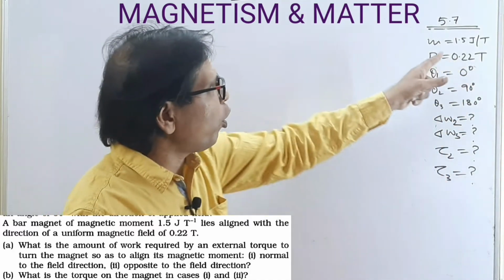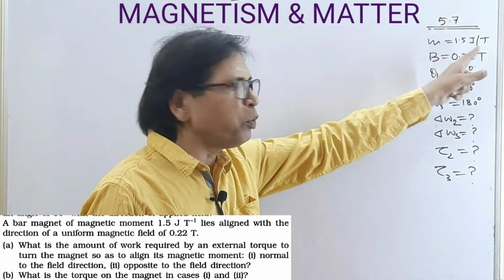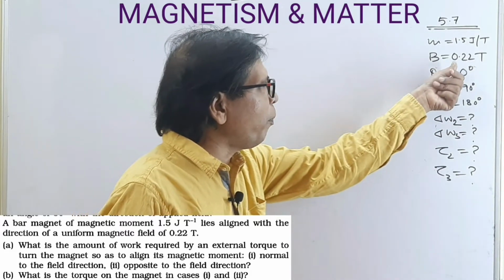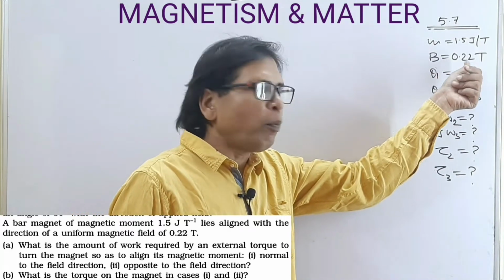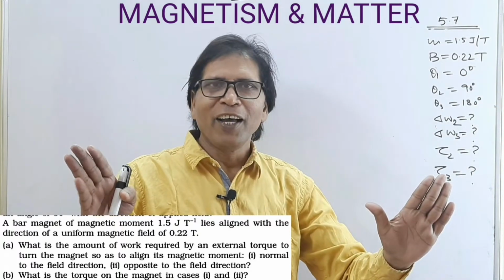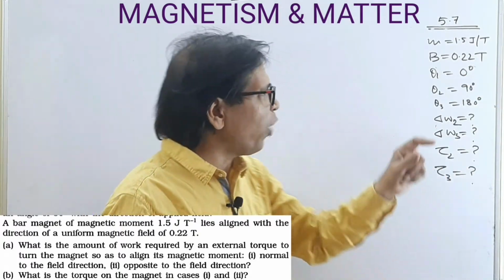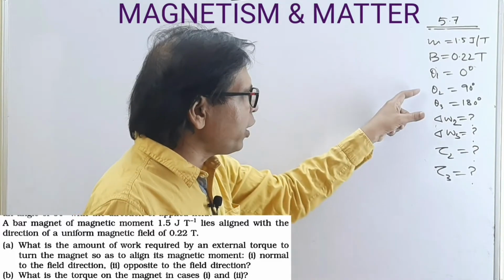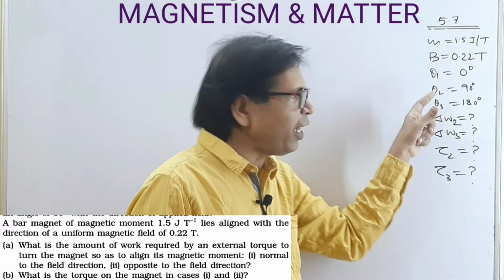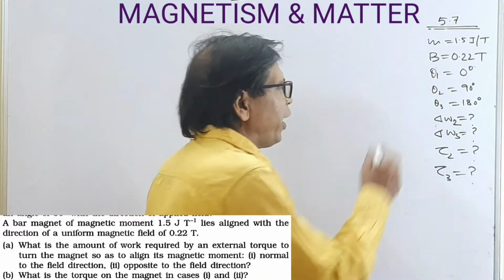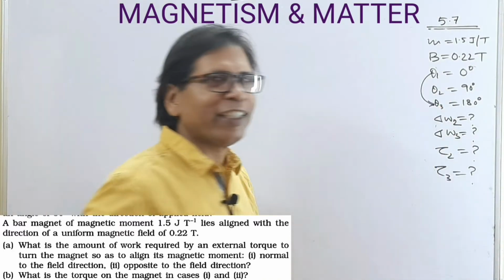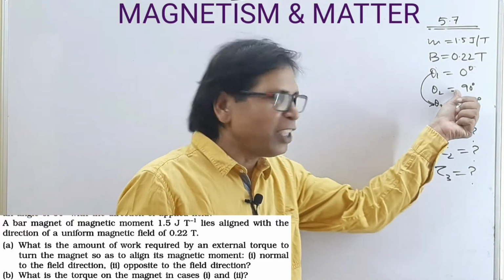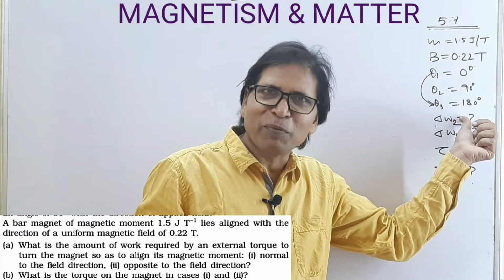Next. Now NCERT 5.7. A bar magnet of moment 1.5 joule per Tesla is aligned in a magnetic field of magnitude 0.22 Tesla. We have to calculate the work done to turn it from the equilibrium position to an angle of 90 degrees, and from the equilibrium position to an angle of 180 degrees, and we have to calculate the torque at these positions.